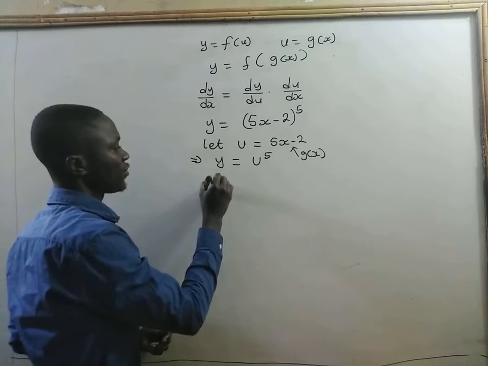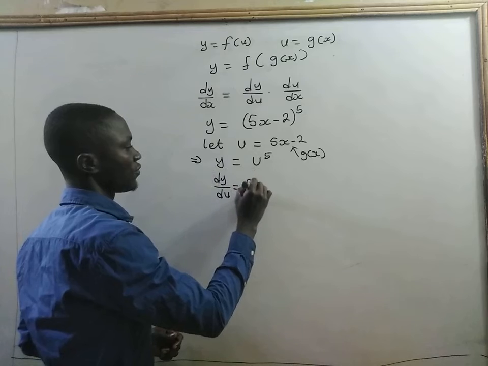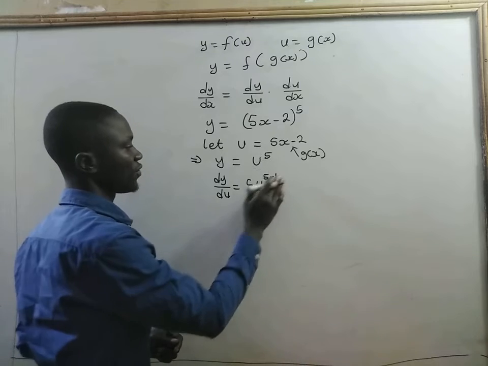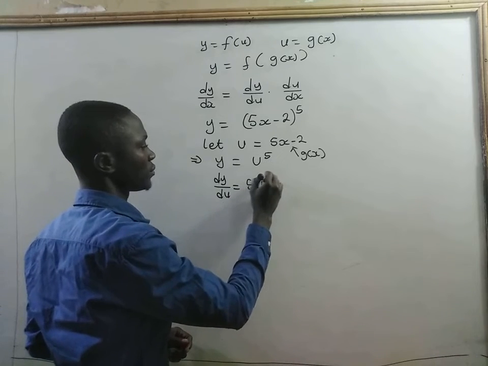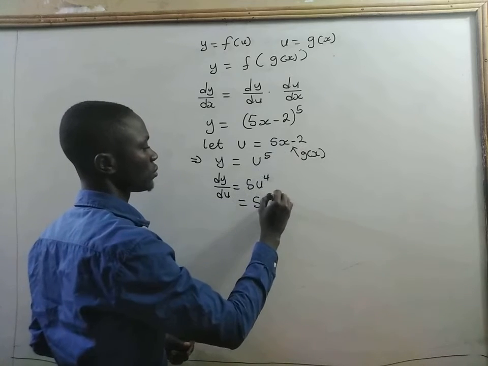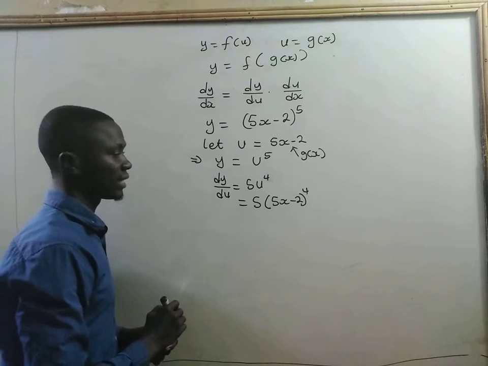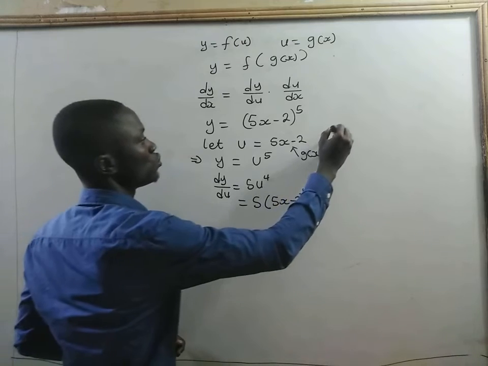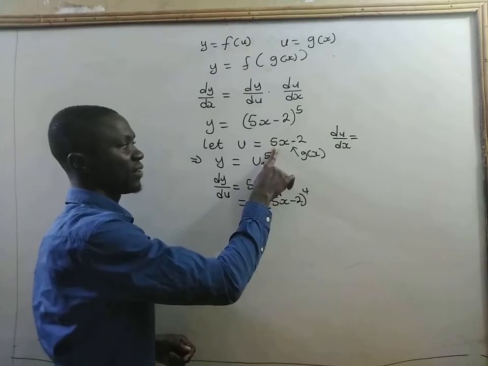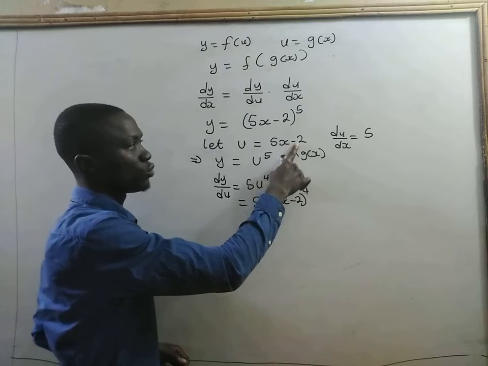Now, the derivative of y with respect to u is equal to 5 times u, then take 1 from the power. So we have 5 times u to the power 4, which is equal to 5 times 5x minus 2, then bring the power 4. And the derivative of u with respect to x: if we differentiate 5x, you get 5. The derivative of a constant is 0, so if you differentiate negative 2, you get 0.